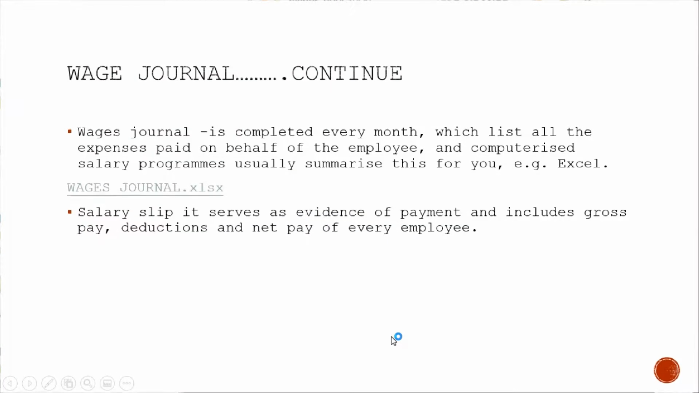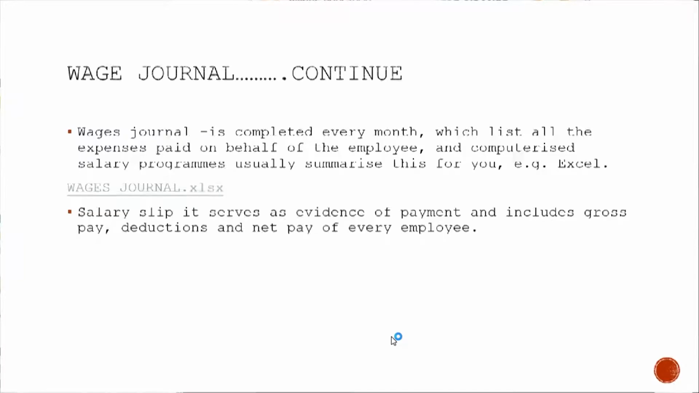Now we are going to talk about a salary slip. A salary slip serves as evidence of payment and includes gross pay, deductions, and net pay of every employee, which means after compiling the wages journal, in return, the employee should receive a salary slip as evidence that the employee has received the payment. So we move to another slide.